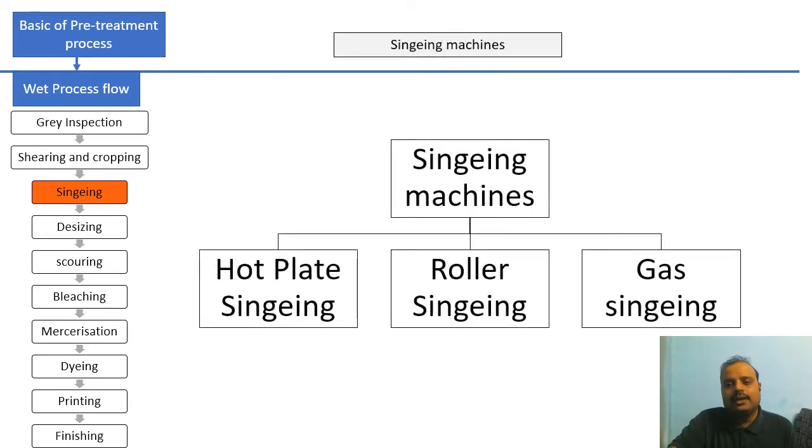Singeing is carried out in a machine called the singeing machine, and there are three types of singeing machine. Number one is the hot plate singeing machine, number two is the roller singeing machine, and number three is the gas singeing machine. Let's understand them one by one, their construction, advantages and disadvantages in detail.